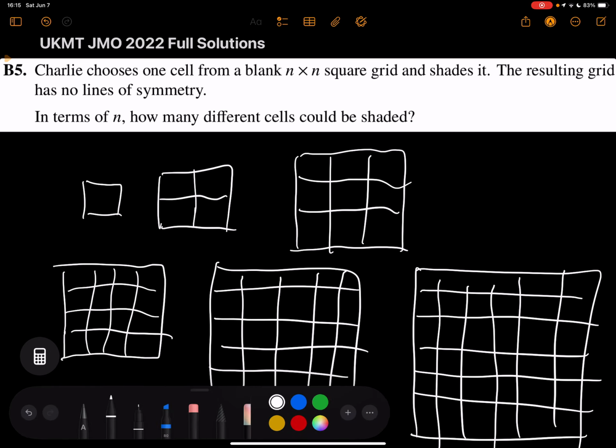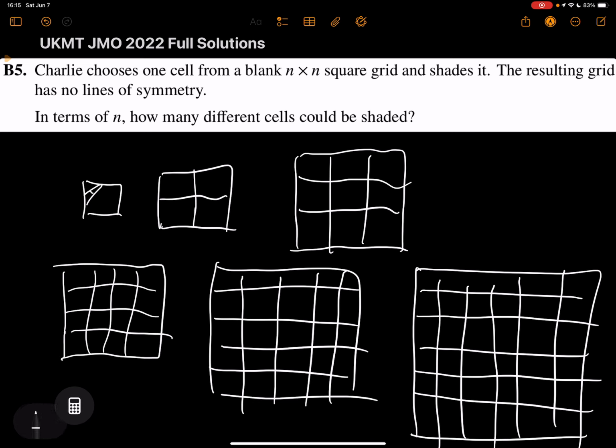Now, let's find the pattern in the shading. However, I'm going to shade cells that have lines of symmetry when shaded, and then we can subtract it off n squared, which is just the number of squares, to get the result. So you can observe what happens as I color these. These are the ones that, when I color them, have lines of symmetry in them. I'm going to be quiet and you can start observing.